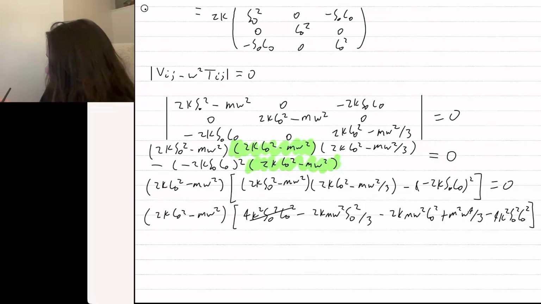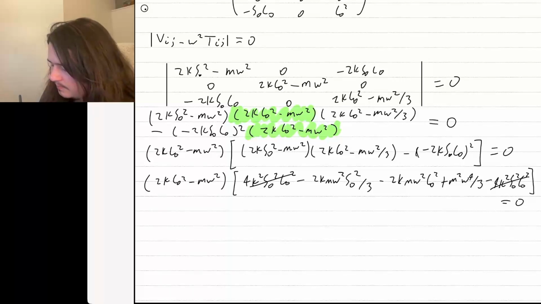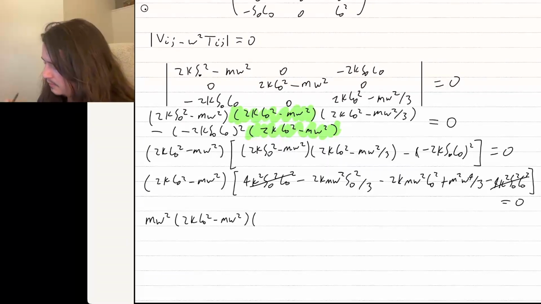This term cancels this term out, actually, so that's cool. Everything that's left is at least proportional to m omega squared, so we can factor that out of everything. So we can call that m omega squared (2k c naught squared minus m omega squared). And what's left in these brackets is minus 2k m omega squared s naught squared over 3, but we actually factored out the m omega squared, so it's just s naught squared over 3.